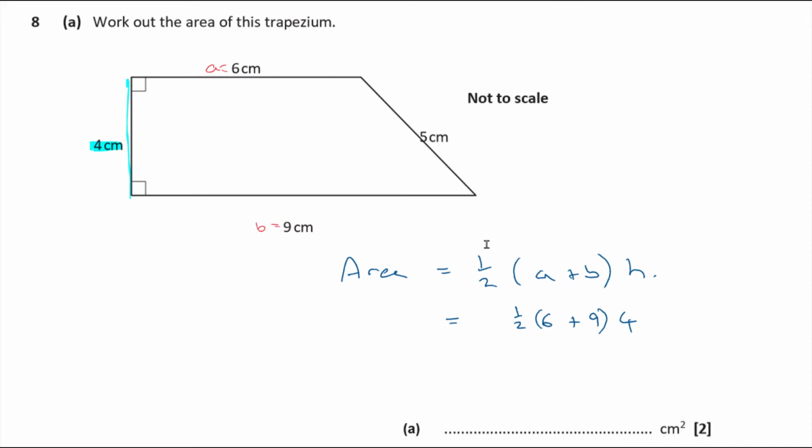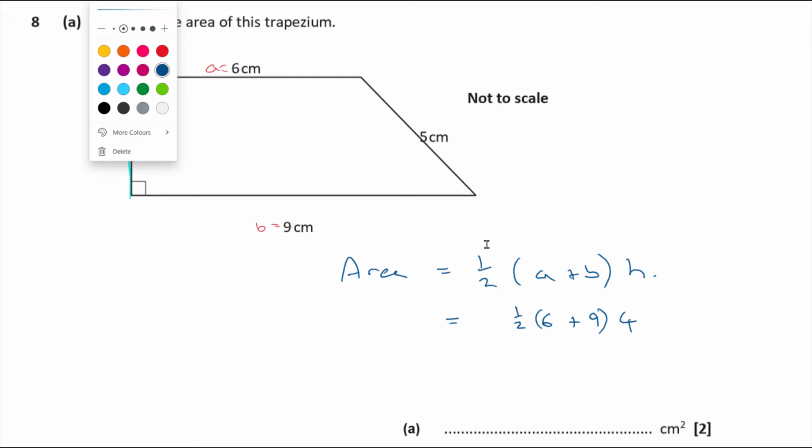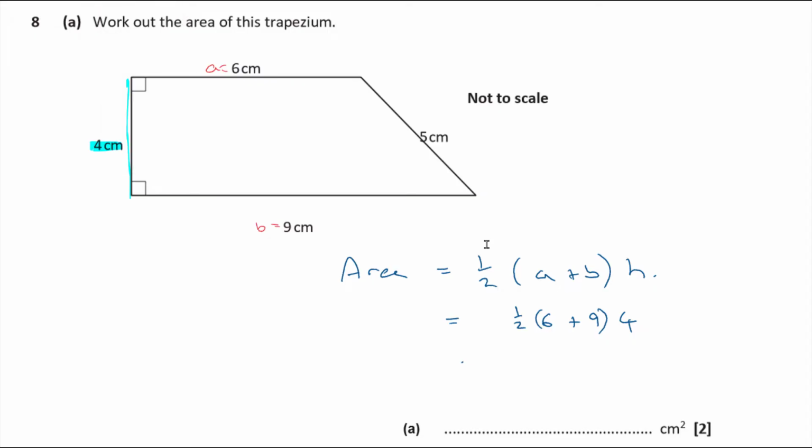Well, 6 plus 9 we said was 15. Half of 4 is 2. 2 lots of 15, that's 30. So I can work that out pretty easily without a calculator. That's just 30 centimetres squared then, isn't it? So that's going to be 30.